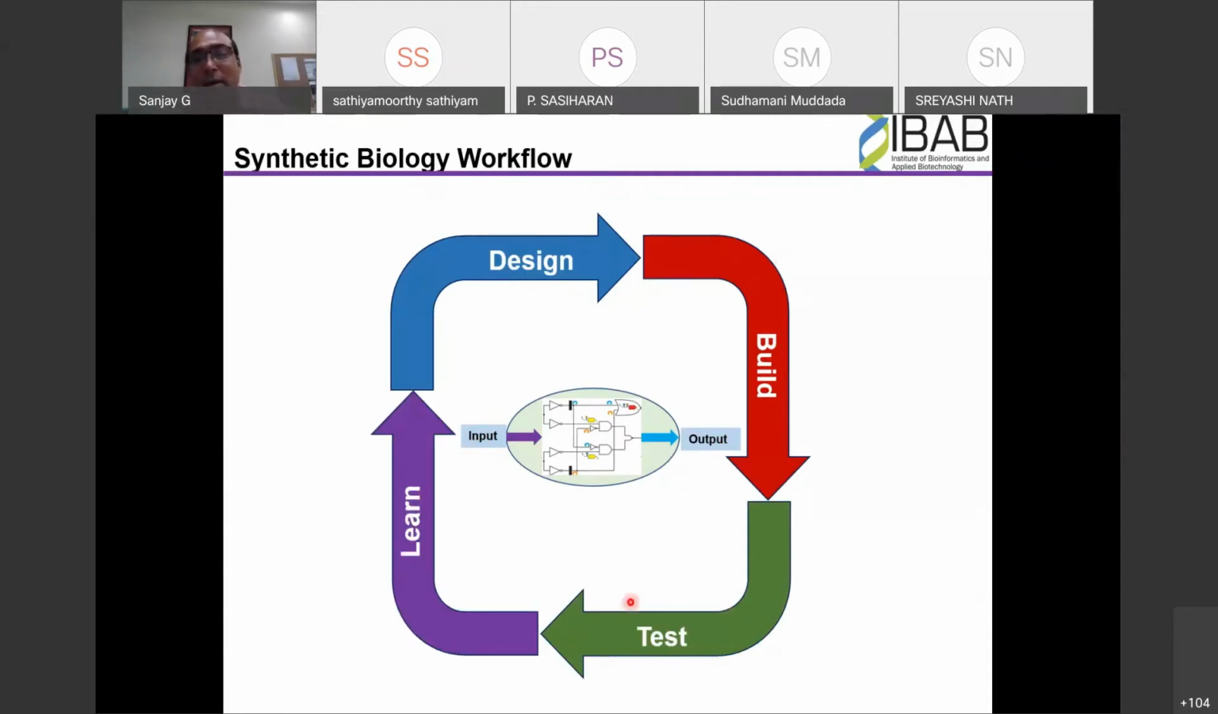That means maybe the output is not as robust as we would have wanted. So we have to change something in the system, go back to the design, tweak that pathway again, and test again. So this is a circle of steps that are required for a synthetic biology output. Since we are mostly doing it for the first time, or maybe we are optimizing something, this cycle is iterative. It will go on one after another unless we get the desired output from the input that we intended in the first place.